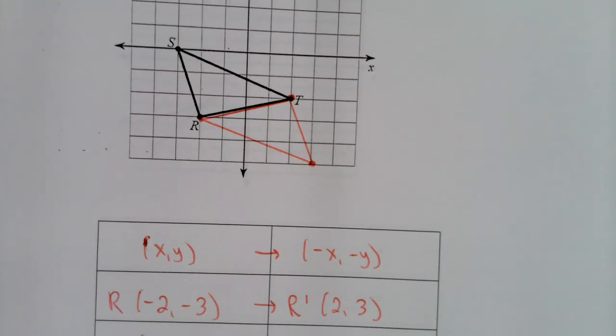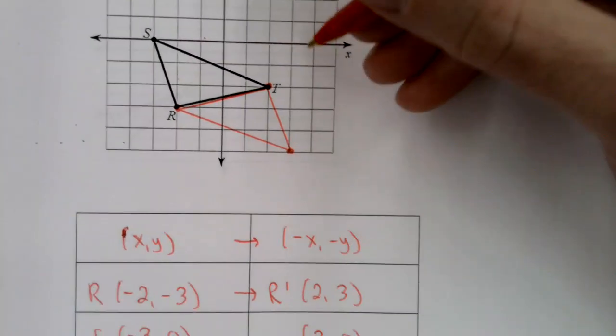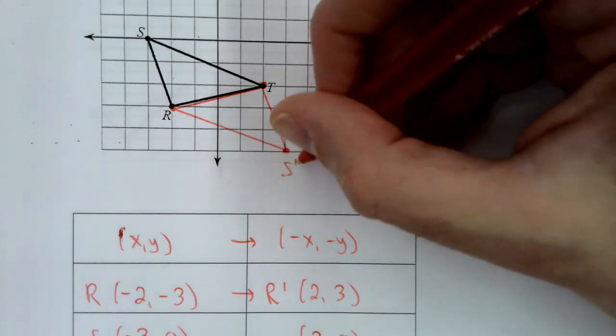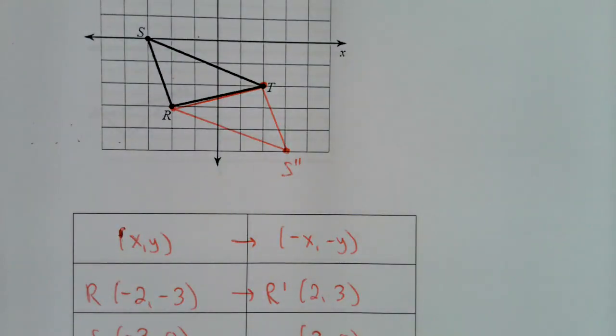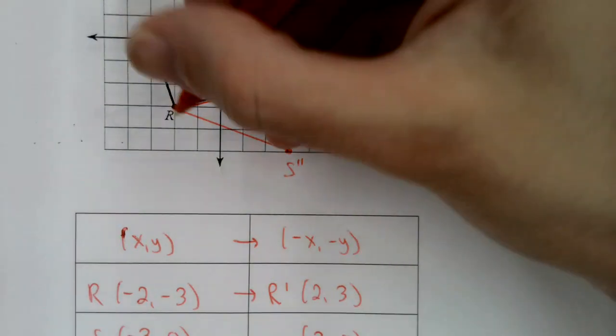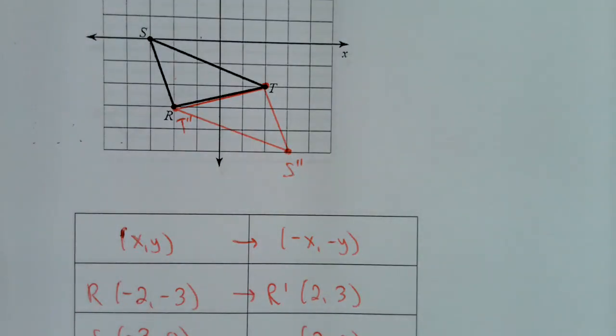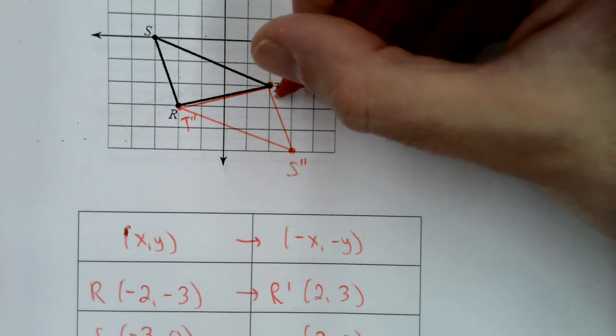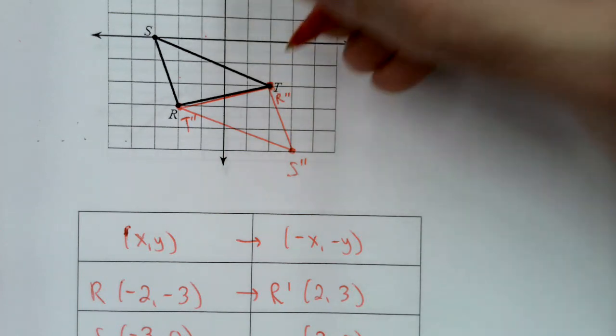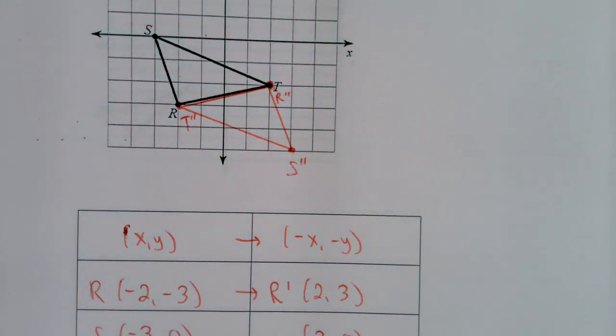Okay, now let's label them. So this one down here, this is S double prime. This one was T double prime. Same vertex as R, same point as R. And this one right here was R double prime. All right, we got one more like that.